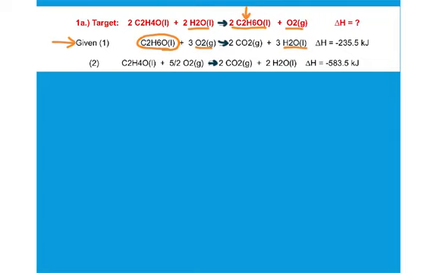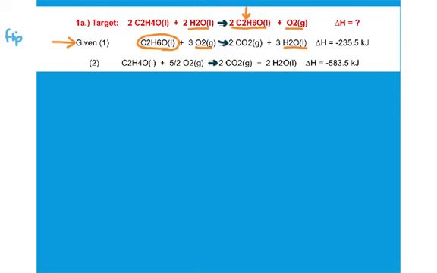So if we have a look at that C2H6O in the given equation versus the target equation, what will I have to do to the given equation to get it to match the target? Well, as you can see, it's on the wrong side of the arrow for 1. So that's what we call a flip. So I'm going to want to flip this equation so that reactants become products.